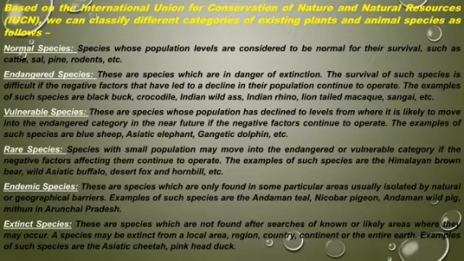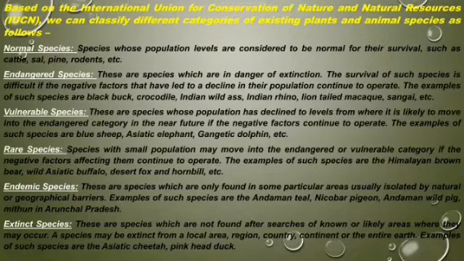Rare species are those species whose number is already less. Means when such negative factors go on, they will enter into the vulnerable species and then the endangered species. We can say that we have to protect them also. Some examples here are Himalayan brown bear, wild Asiatic buffalo, desert fox, hornbill.